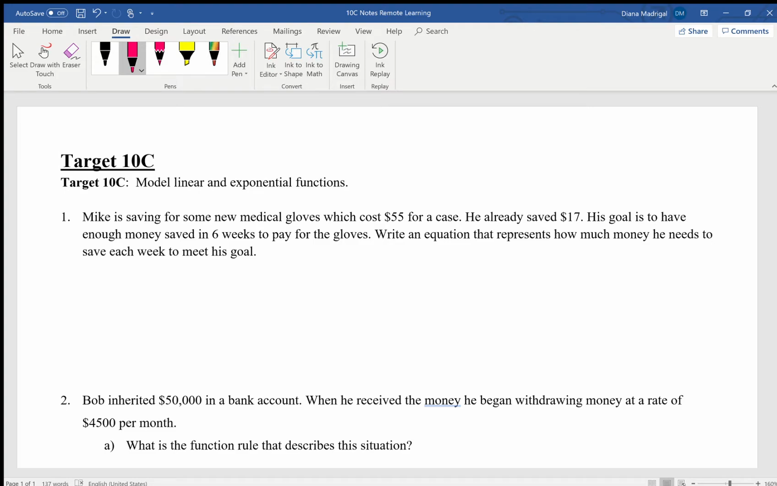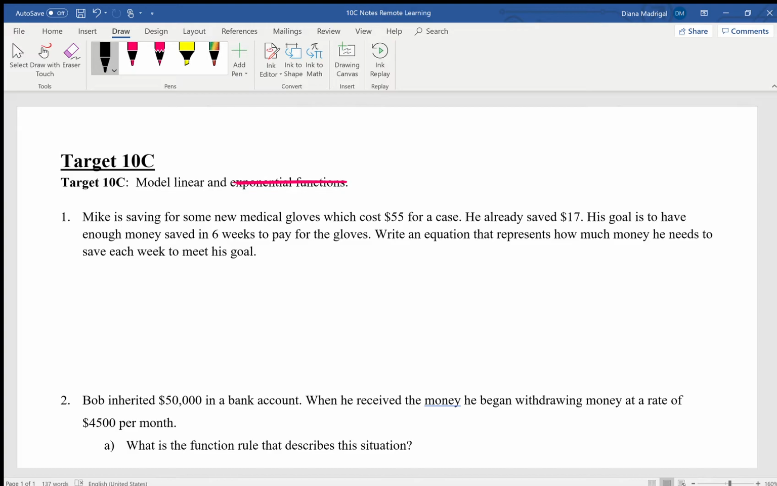As we have been practicing, target 10 is just about linear functions. Target 10C is going to be giving us word problems, and we need to find the linear function for it. I know the objective says model linear and exponential, but we're not doing exponential, we're just doing linear.